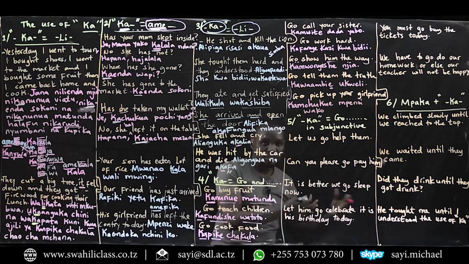If you mean, go receive your girlfriend from the airport, you'll say, kampokee mpenzi wako. Pokea means receive.